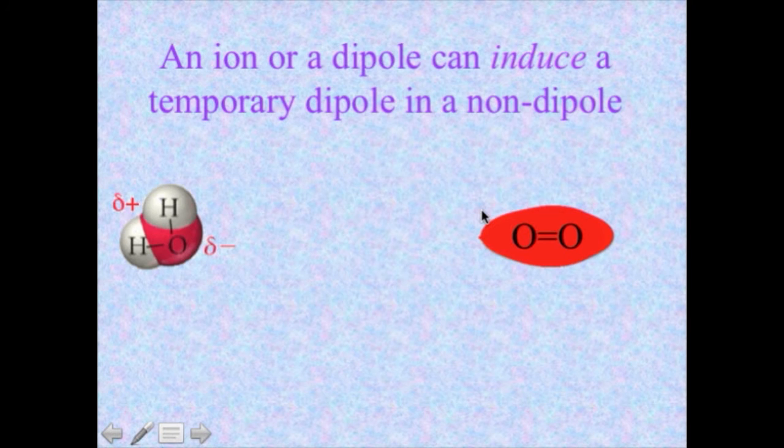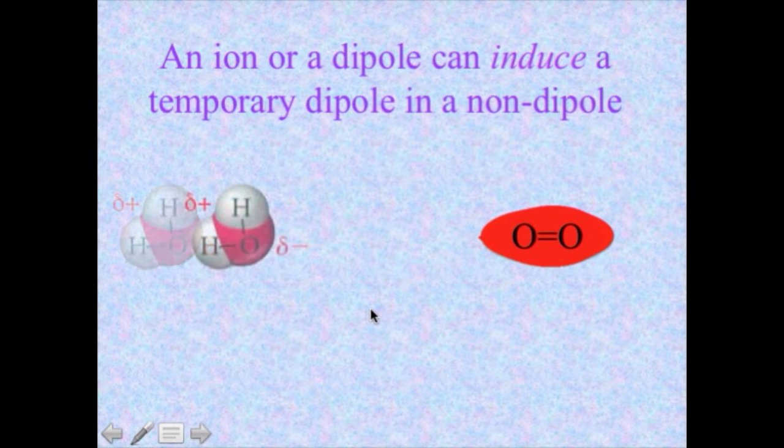An ion or a dipole can induce a temporary dipole in a non-dipole. We all know oxygen is soluble a little tiny bit in water, but it makes all the difference because that's how aquatic life gets their oxygen, through dissolved oxygen. So how does oxygen, which is about as nonpolar a molecule as you can get, come to have at least a little solubility in water?